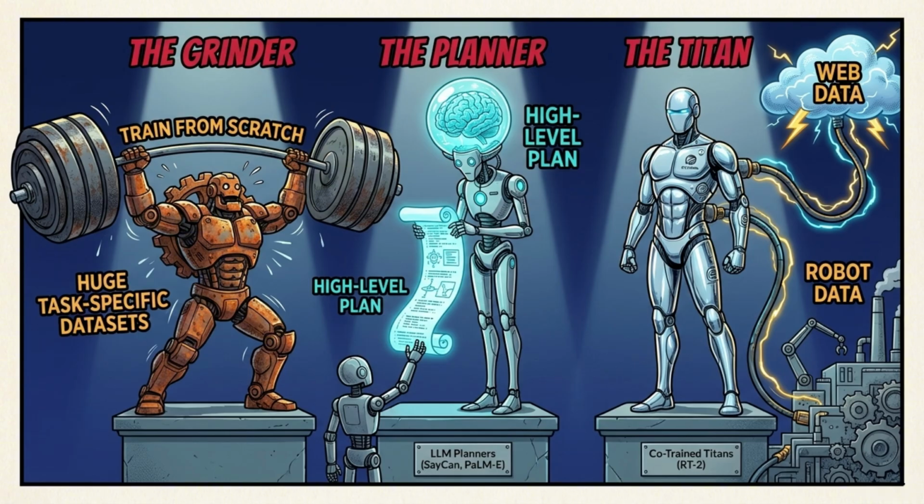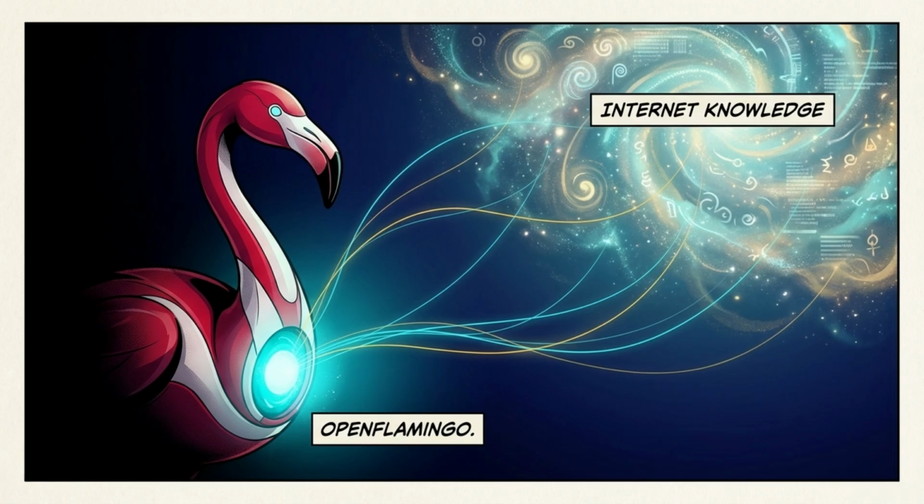The beauty of RoboFlamingo lies in its elegant simplicity. While previous approaches either required expensive co-training on both web data and robotics data, or relied on complex hierarchical planning systems, RoboFlamingo takes a different path. It builds upon OpenFlamingo, an open-source vision language model, and fine-tunes it specifically for robotics tasks.